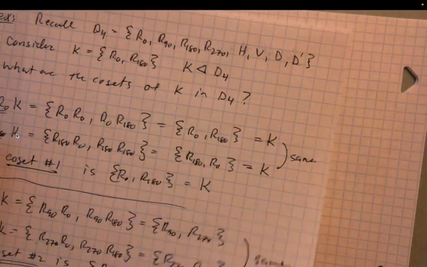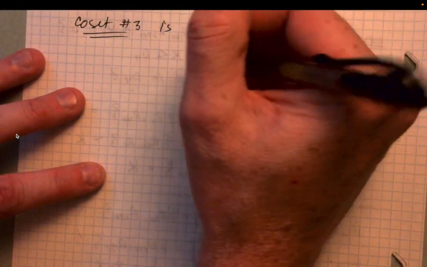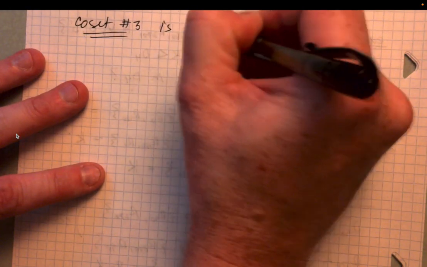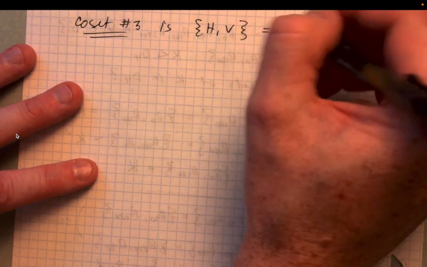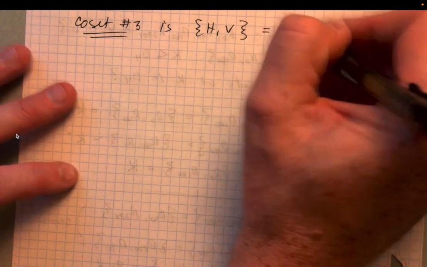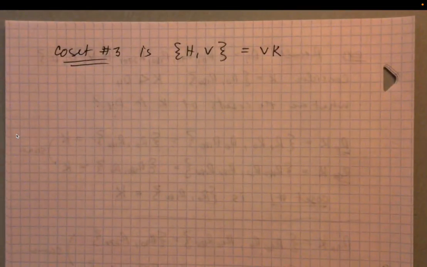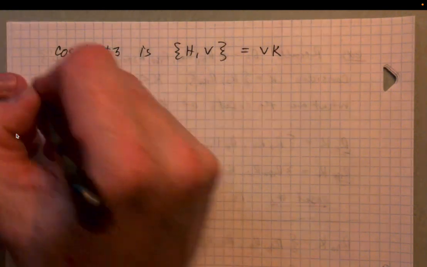Okay. So coset number 3, hang on a second. Coset number 3 is H comma V, and we can name it HK or VK. I'm going to just call it VK. Just like before we had our choice with R270 or R90, we can name it R270K or R90K. We just name it R90K. So we're going to call this one VK. Okay, and we can do the same thing for the last two elements.